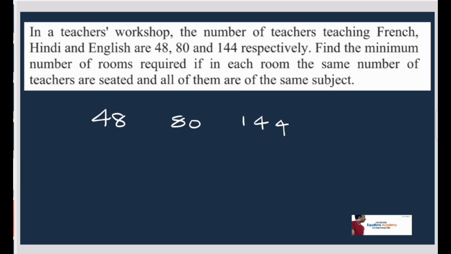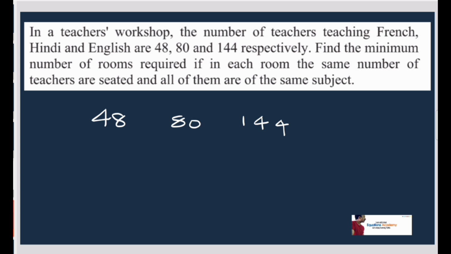What is given in this question? There are 48 teachers teaching French, 80 teachers teaching Hindi and 144 teachers teaching English. And we need to find the minimum number of rooms required if in each room the same number of teachers are seated and all of them are of the same subject.